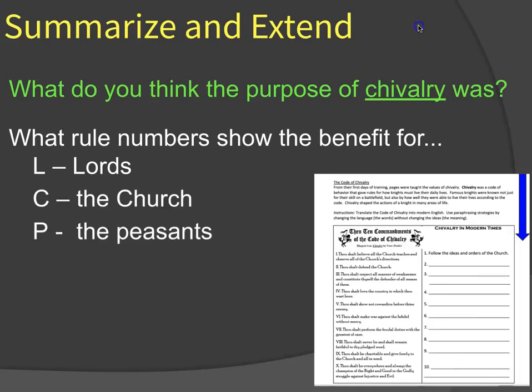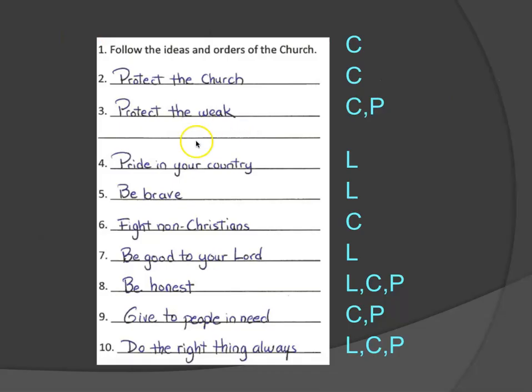And so what you might notice as you look through this list is that many of these rules very clearly benefit specific groups. Several of them line up with the lords, that they are teaching these young knights that they must be obedient, they must fight bravely, they must have pride in their government, which was basically their local lord. They benefit the church. And then they do have some mention of the peasants, but those rules were far less often enforced. And so you can see how many of these rules are strictly tied to those two groups that used chivalry as a method of control.